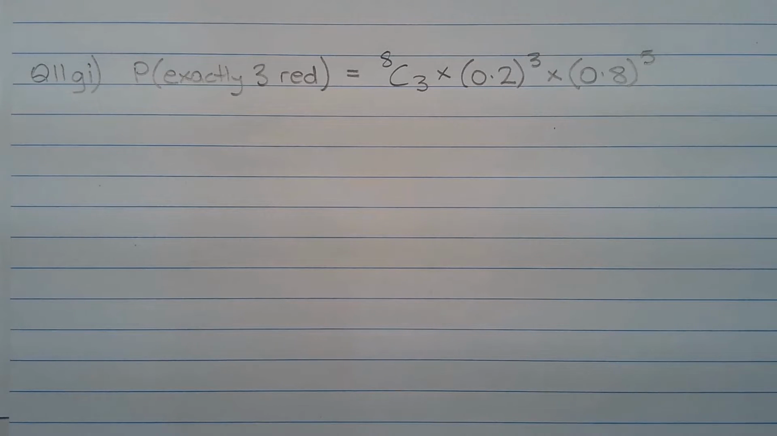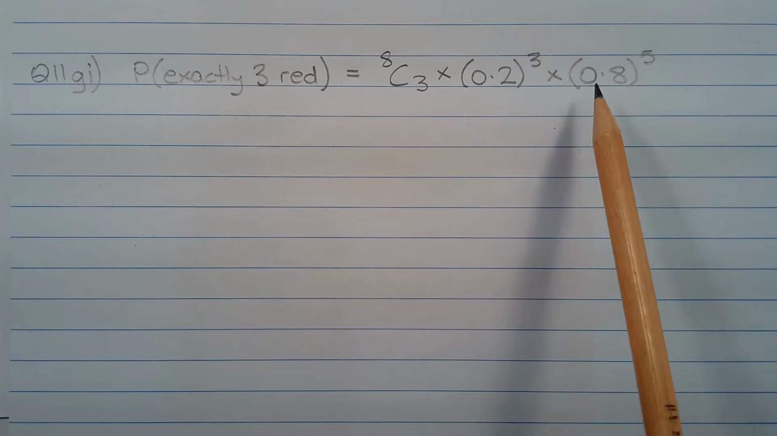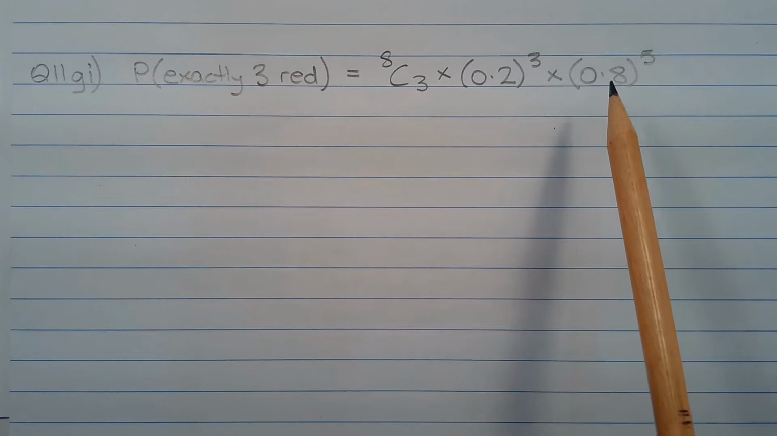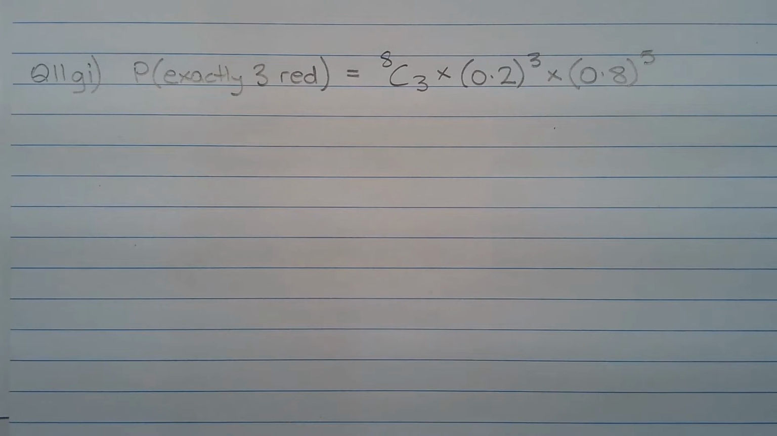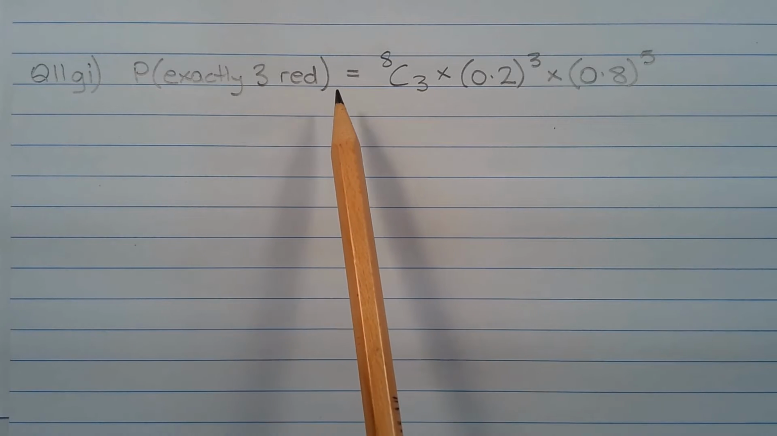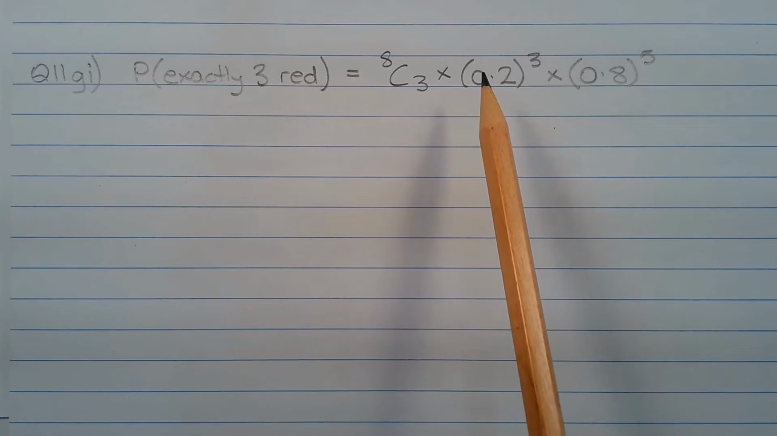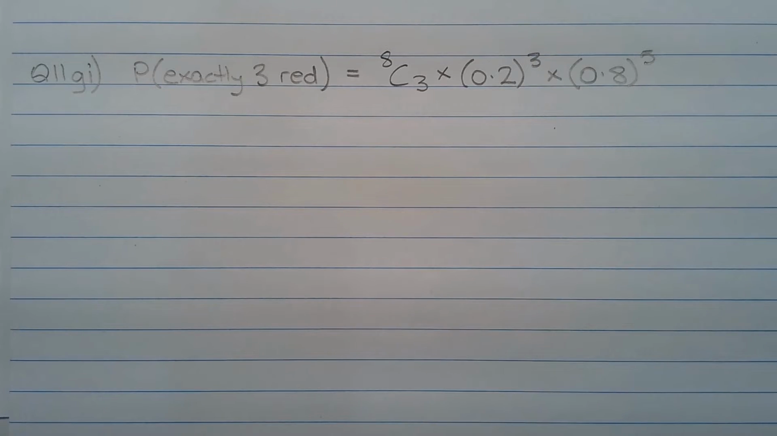Using the binomial theorem, the number of ways of obtaining exactly 3 seedlings producing red flowers out of a total of 8 is 8 choose 3. Now the probability that a seedling produces red flowers is 0.2, and the probability that a seedling does not produce red flowers is the complement of 0.2, which is 0.8. Hence, the probability that exactly 3 seedlings produce red flowers is equal to 8 choose 3 times 0.2 to the power of 3 times 0.8 to the power of 5.